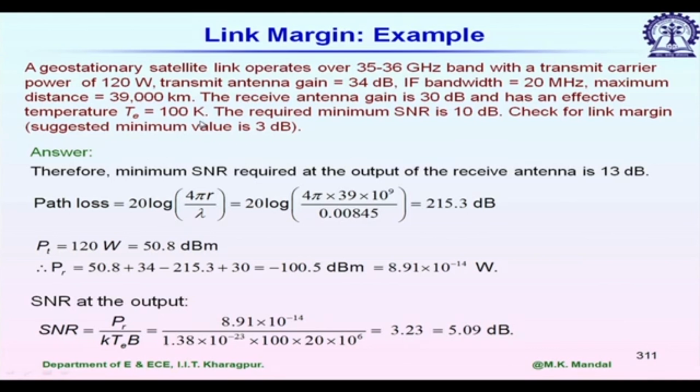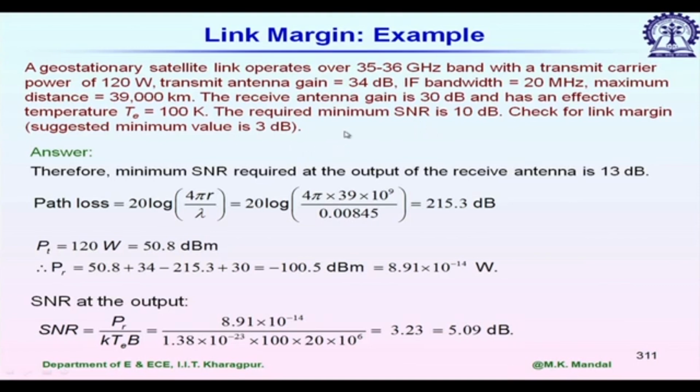Then the receive antenna gain is given as 30 dB and has an effective temperature TE equal to 100 Kelvin. What the effective temperature is, we will discuss in the next class. After this, the required minimum signal to noise ratio SNR is 10 dB. Then we need to check now whether a link margin of at least 3 dB is there or not.